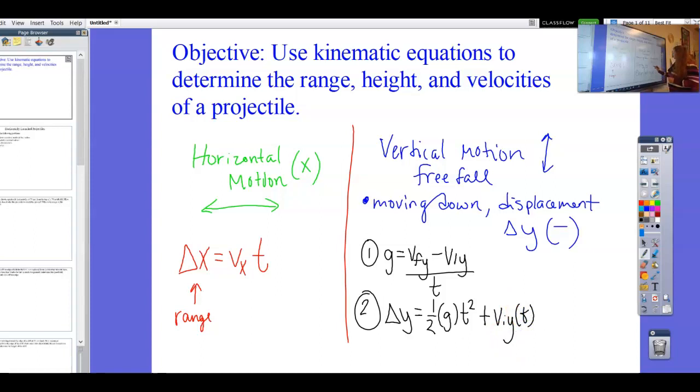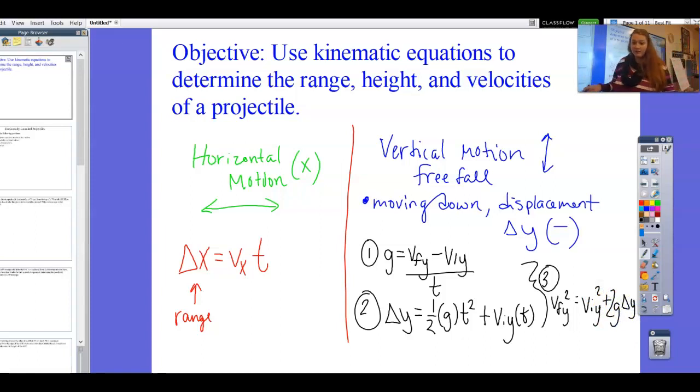And then finally, we'll combine those two equations to create a third equation that is helpful for finding a vertical velocity. And there's our equations. And again, you should have all of these already written in your notes, so make sure that you pull those out so that they're handy while we work on these problems.